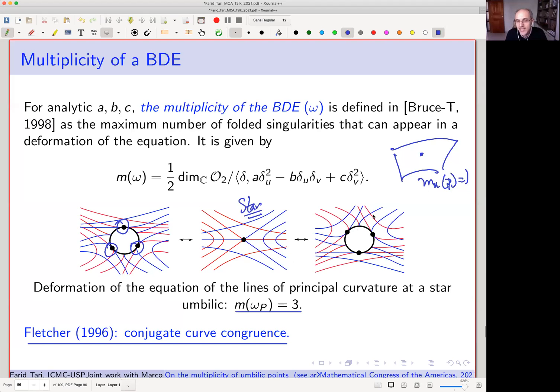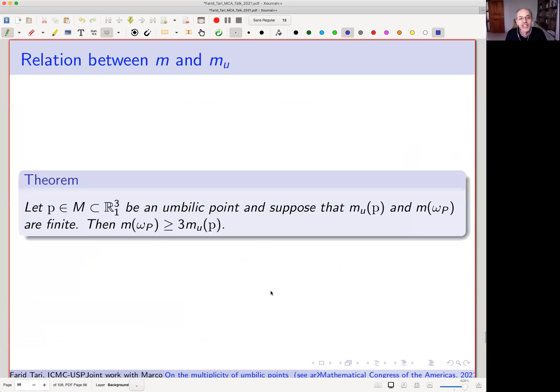So the question arises, what is the relation between the multiplicity of the umbilic and the multiplicity of the equation? And we have a theorem here. If P is an umbilic point, and suppose that the multiplicity of the umbilic point and the multiplicity of the equation is finite, then the multiplicity of the equation of the lines of curvature is greater than or equal to 3 times the multiplicity of the umbilic point.